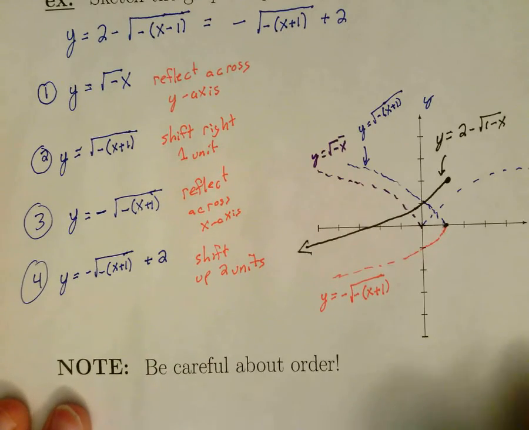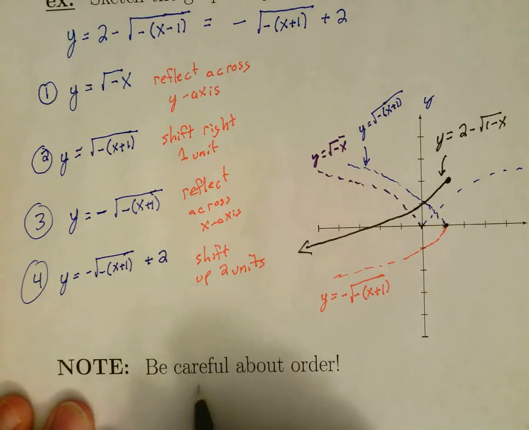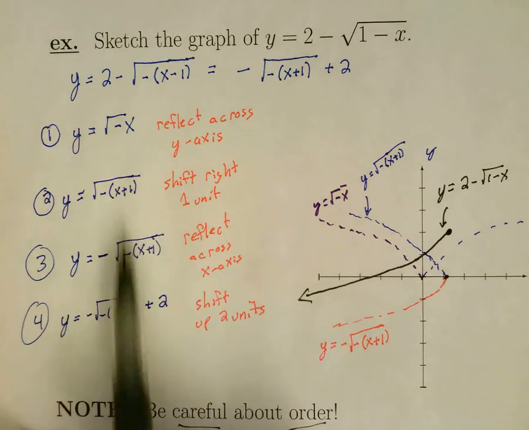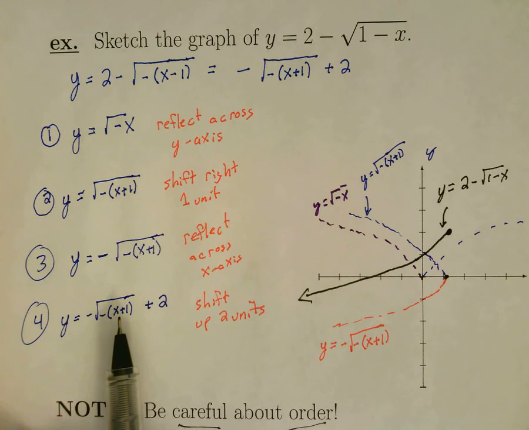Now, what you want to do is always be careful about the order. The idea is you want to reconstruct the thing from y equals square root of x. So sometimes it's good to put these things down as you do that.